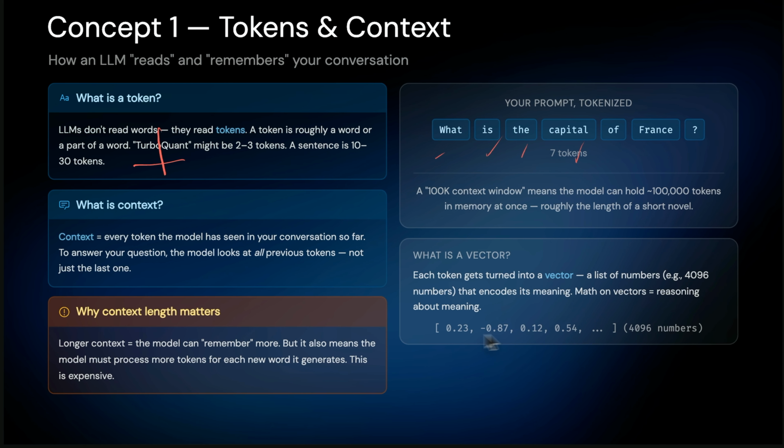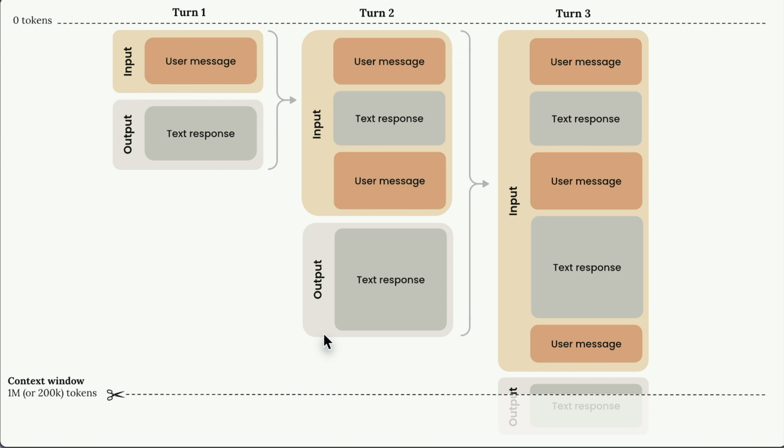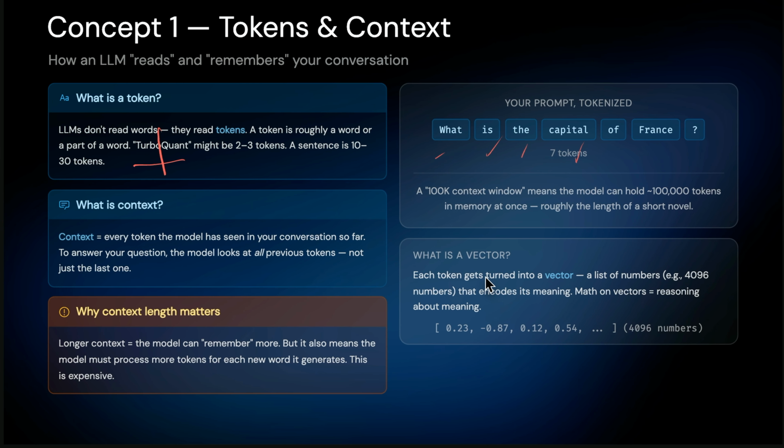Now coming back to context length, longer context means the model can remember much more, right? Let's say in the latest release of Claude Opus 4.6, they say that the model has a context length of 1 million tokens. That means it can store a lot of previous conversation so that it will be able to generate much better responses. This is what context length means. But the downside is that the model has to process more and more tokens for every new word it generates, and this becomes expensive.